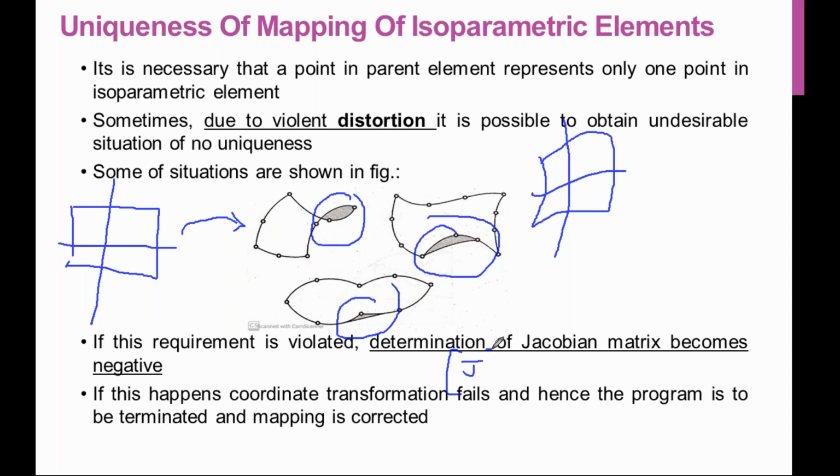So if we solve that type of Jacobian matrix for this type of element, then the value of the Jacobian matrix will be negative. And if the Jacobian matrix is negative, then your computer program will automatically terminate. Okay, it will give you an error because there is a distortion.